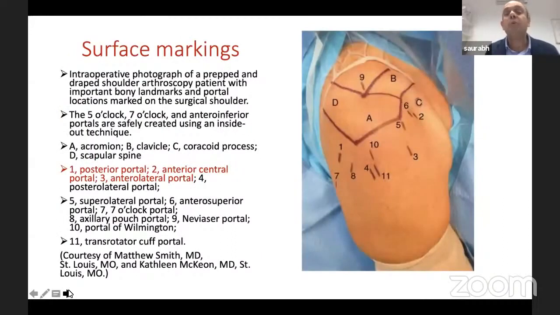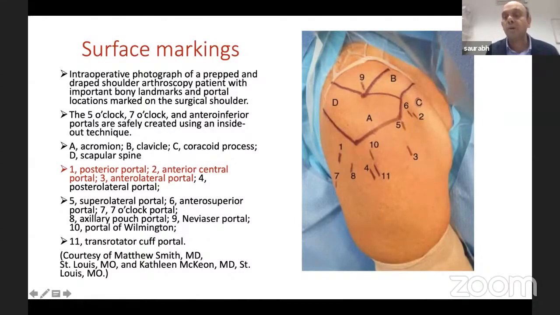So then let's see the bony landmarks and your portals. Now, it's a busy slide, but I'm going to try and make it as simple as I can. In terms of bony landmarks, C is your coracoid, B is clavicle. This is obviously a beach chair position. A is your acromion, and D is the spine of the scapula. And this line marks your acromioclavicular joint.